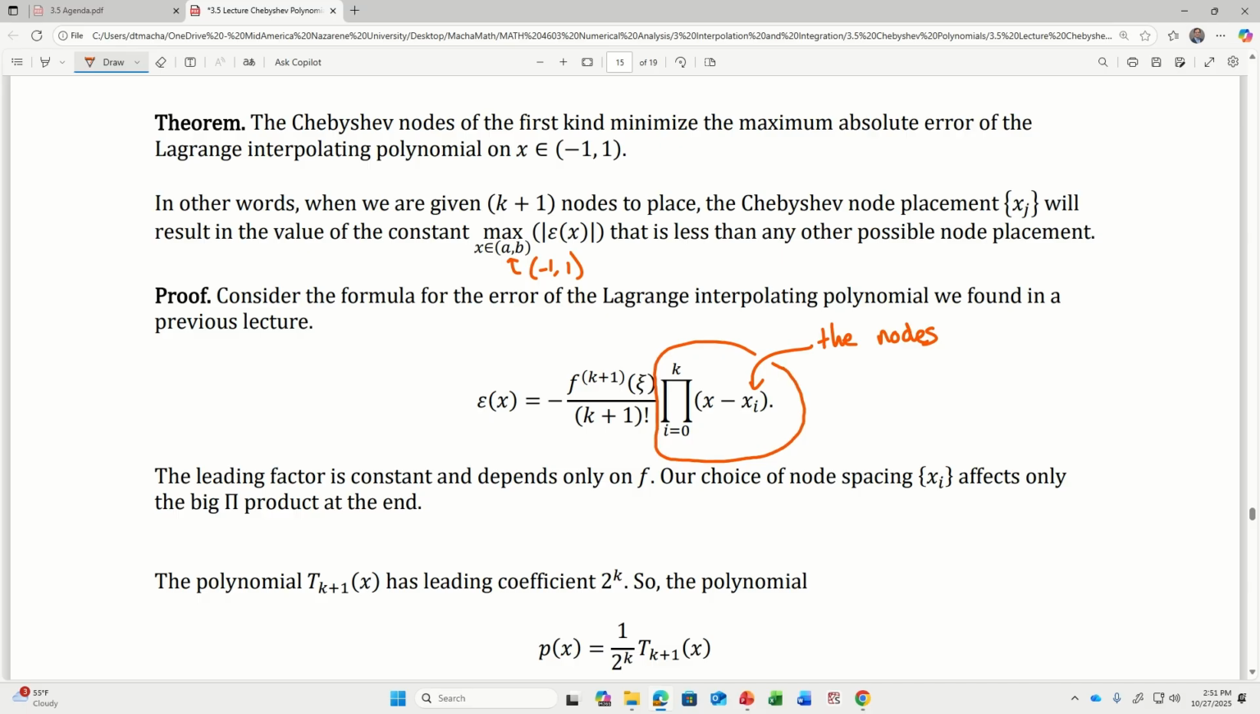We don't have any control over the function that we're trying to interpolate. And we're saying we're given k plus 1 nodes to place. We don't have any choice of the k plus 1 factorial, but what we do have control over is the nodes. So we're really just trying to minimize the stuff that I circled in orange.